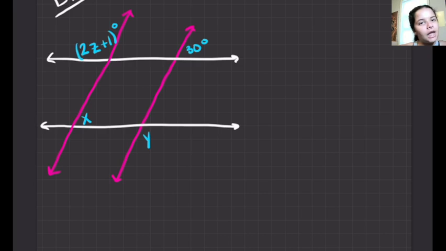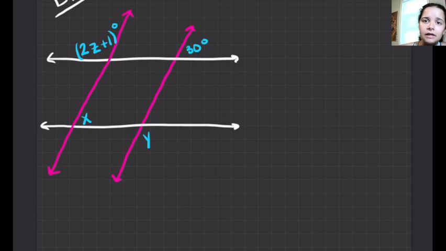All right. So again, there's two transversals here, but that's okay. The good thing is that these transversals are parallel to each other as well, so they're not going to affect the answer here. So we can start off by noticing this is 30 degrees, which means this angle over here, which is the corresponding angle, instead of going up or down.